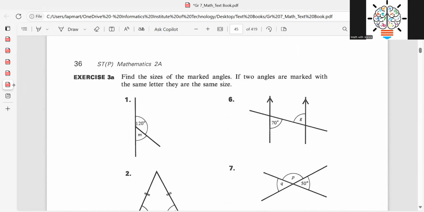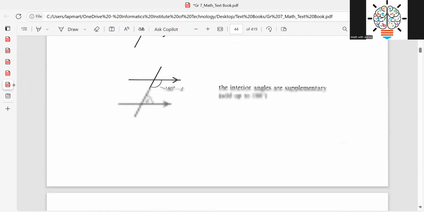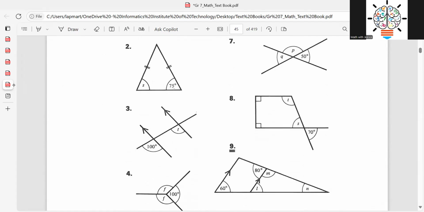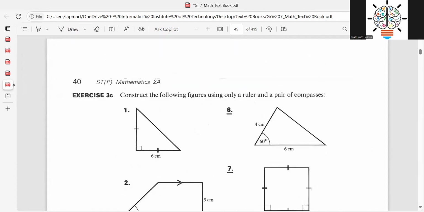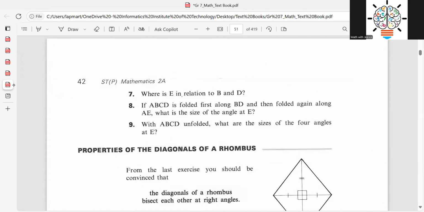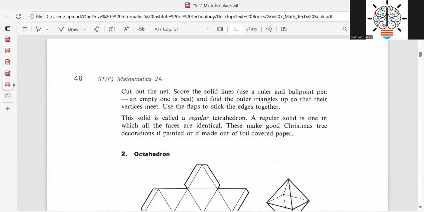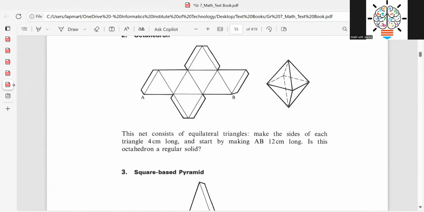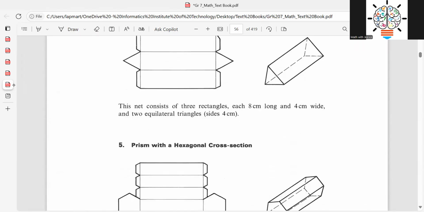Okay, so what you want to do, children, now you have the theory with you, we recap everything. So you can do all these exercises in 3A, right? These are construction steps which we can practice with the past papers. Then the next day we want to move to the solids. The nets, how we are going to get the nets, I will explain them. This is a very interesting one.